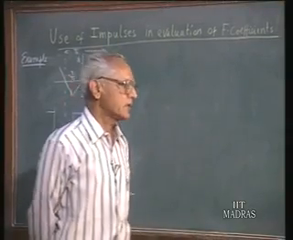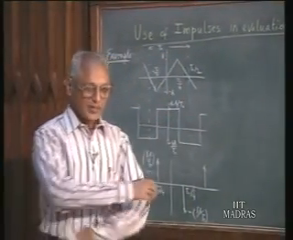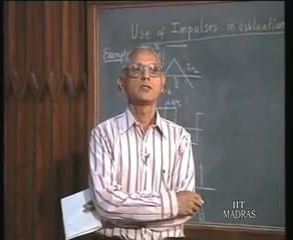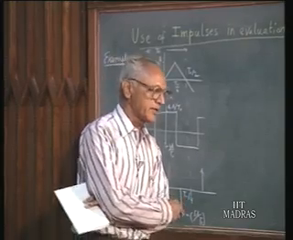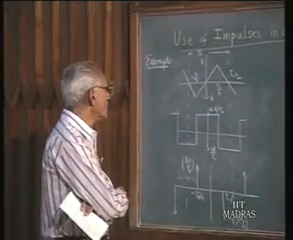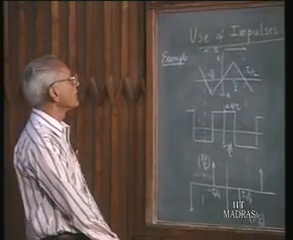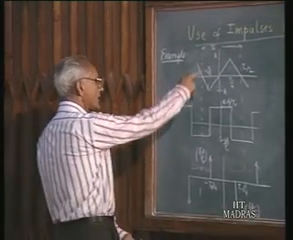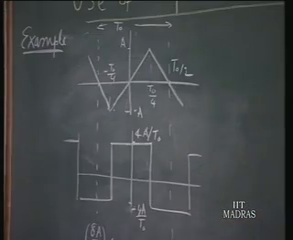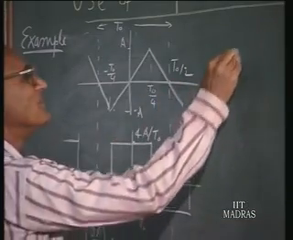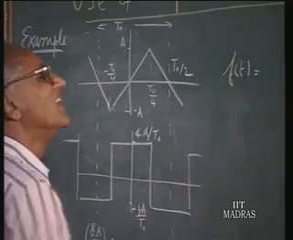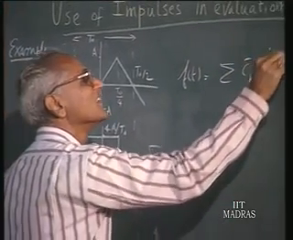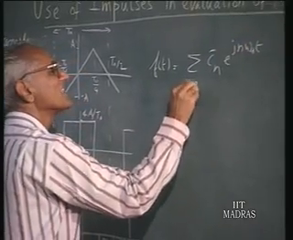We have seen in one of the earlier examples that when you have impulse functions, the evaluation of Fourier coefficients becomes quite simple because integration with impulses is easy. So I would like to take up an example where we make use of the impulses in the evaluation of Fourier coefficients. Let us take a triangular wave like this, and suppose I call this f of t, and let its Fourier expansion be the sum of Cn e to the power of jn omega naught t, n from minus infinity to plus infinity.